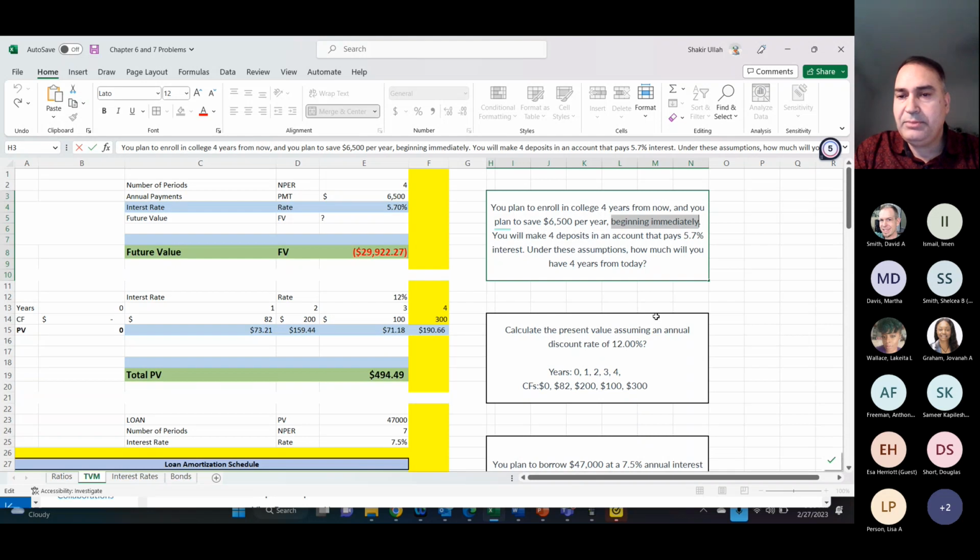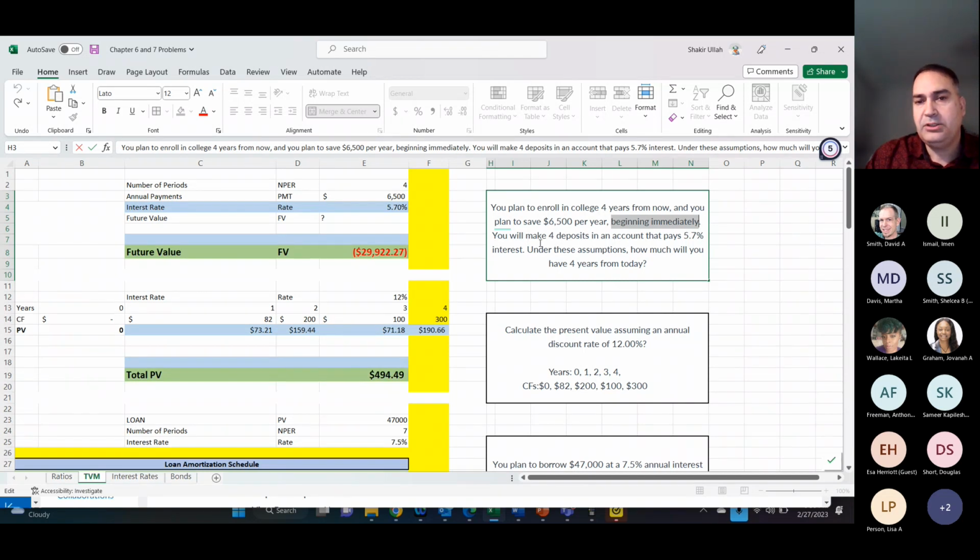When the annuity payments begin immediately, that's what we call annuity due. And the formula is slightly different in that case. So we need to take care of that. And I wanted to explain this one to you.